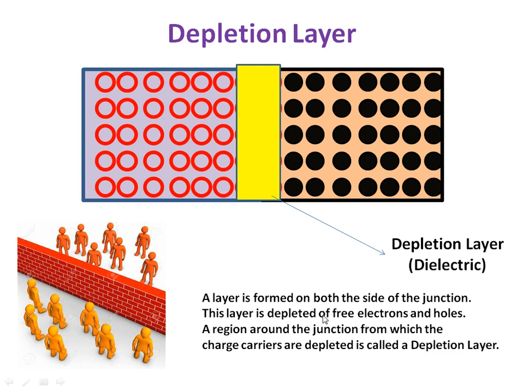You know very well, a layer is formed on both sides of the junction. This layer is depleted of free electrons and holes. The region around the junction from which the charge carriers are depleted is called the depletion layer. Because of this layer, the electrons cannot enter the p side, and the holes cannot transfer to the n side. So this depletion layer opposes the movement of holes and electrons. Finally, it is an insulation layer. It means there is no charge.